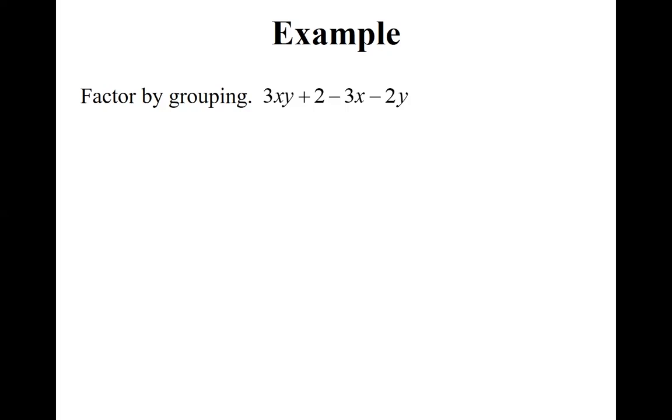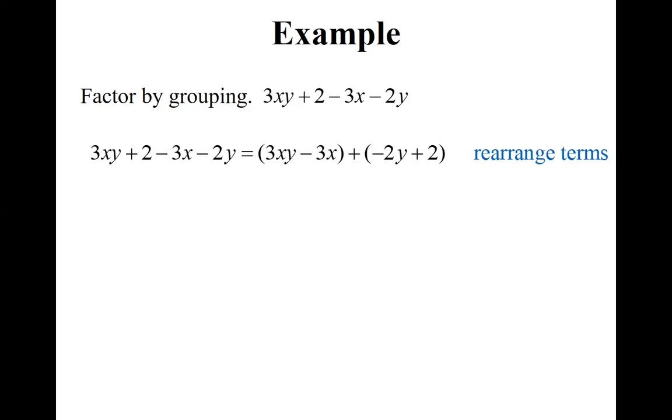Remember what the steps said, though. If we run into this exact situation where nothing can be factored out of our groups, rearrange the terms so that they can. A way that does work is to group the 3xy with the minus 3x because of that obvious 3.